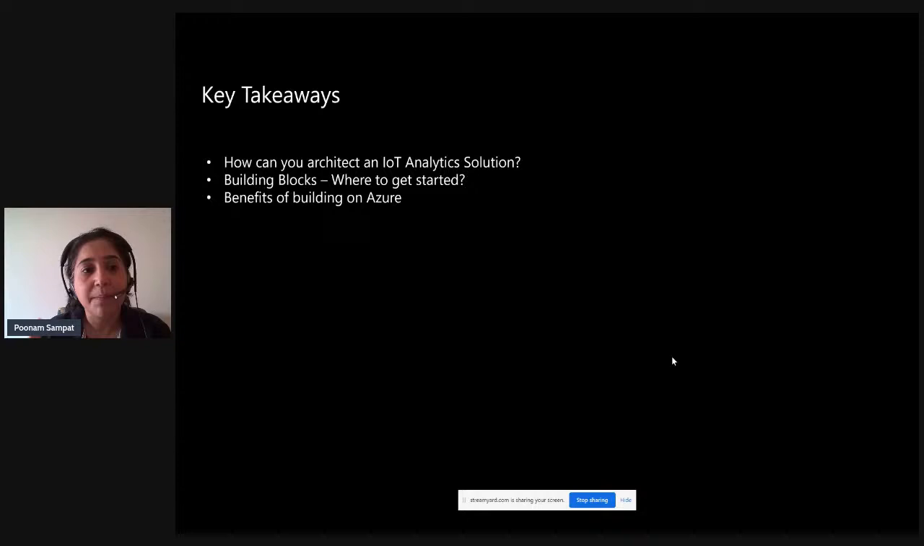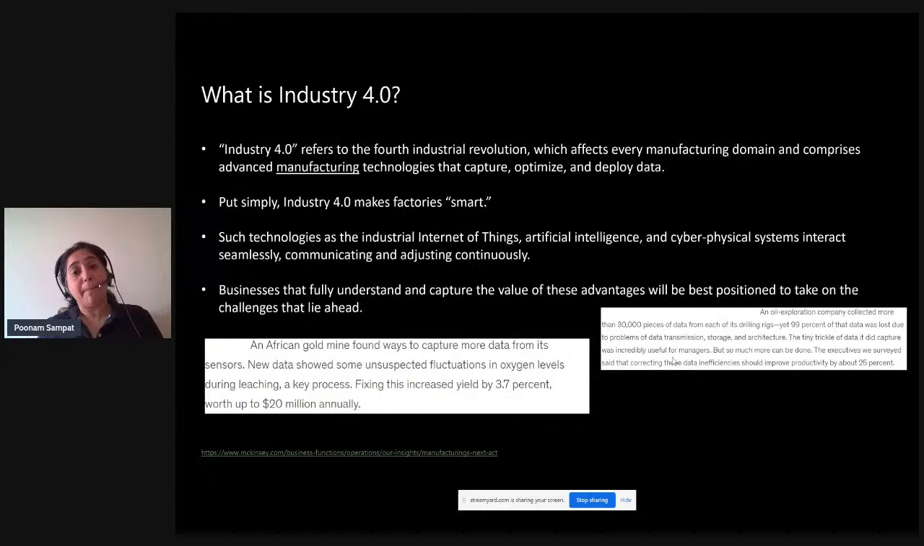Now, jumping in, I think you all would have heard the keynote session by Dr. Lau, who spoke a lot about Industry 4.0 and how Python is helping with the Industry 4.0 motion. And if you go and look up any search engine, you will see this definition. And it really means that Industry 4.0 is going to help factories become smart.